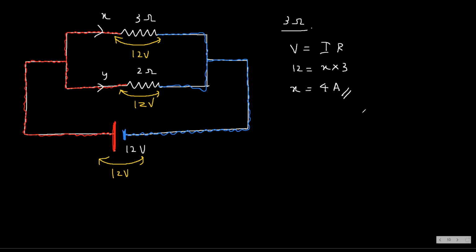Is it clear for everyone? Clear, sir. Okay. Then I'm going to apply Ohm's law for the 2 ohm one and find the current. V is equal to IR. Then 12 is equal to Y into 2. Then Y is equal to 6 amperes. Is it clear or not?